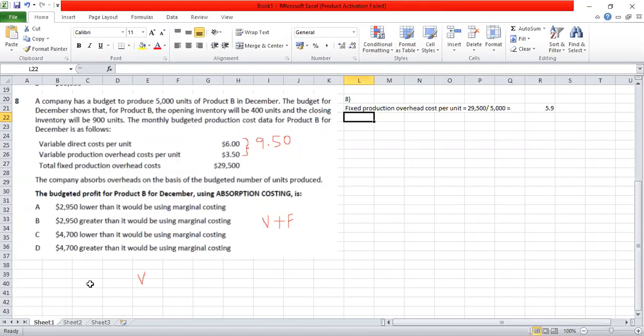That is, the opening inventory is 400, closing inventory is 900. The difference in inventories is 500. So for those additional 500 units, this rate of 5.9 per unit is applicable. 5.9 per unit into 400, 5.9 per unit into 900. Overall impact is for the additional 500 units.